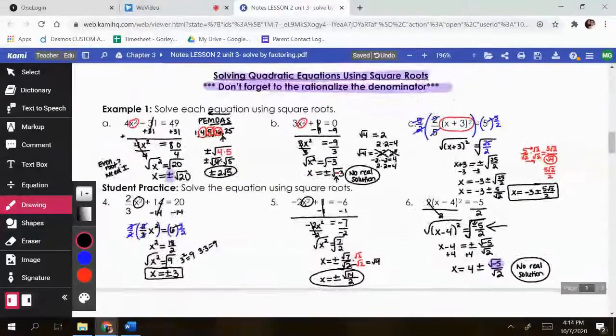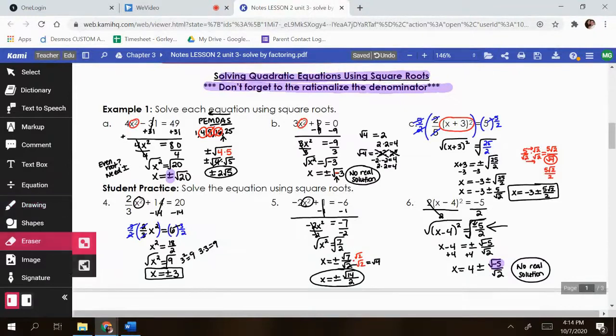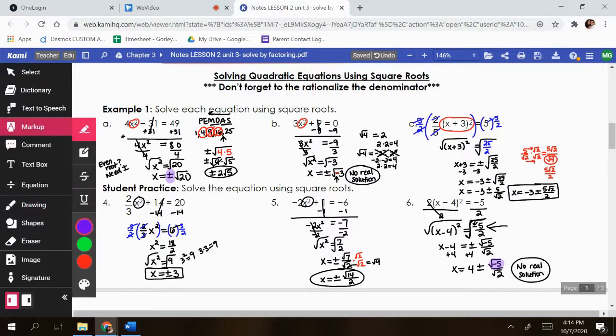All right, so we just got done going over solving quadratic equations using square roots. When we solve quadratic equations using square roots, don't forget to rationalize the denominator. We saw that here in this example where we got 5 over root 2, and we had to rationalize. We also saw that over here when we got radical 7 over radical 2, and we had to rationalize. Okay, so don't forget to simplify completely.